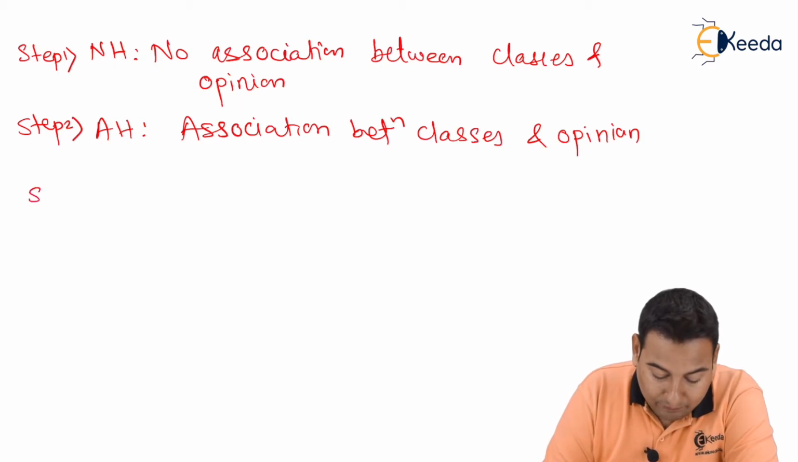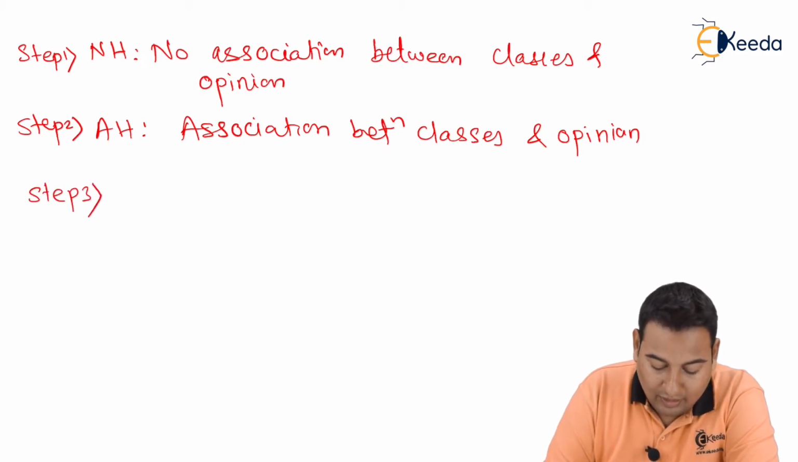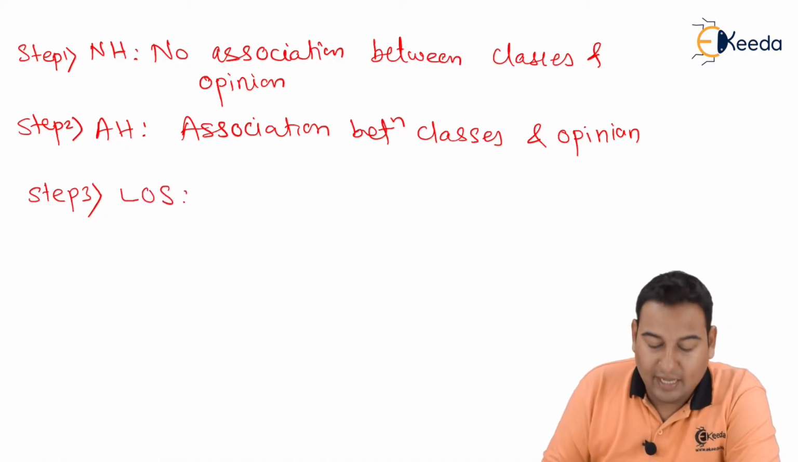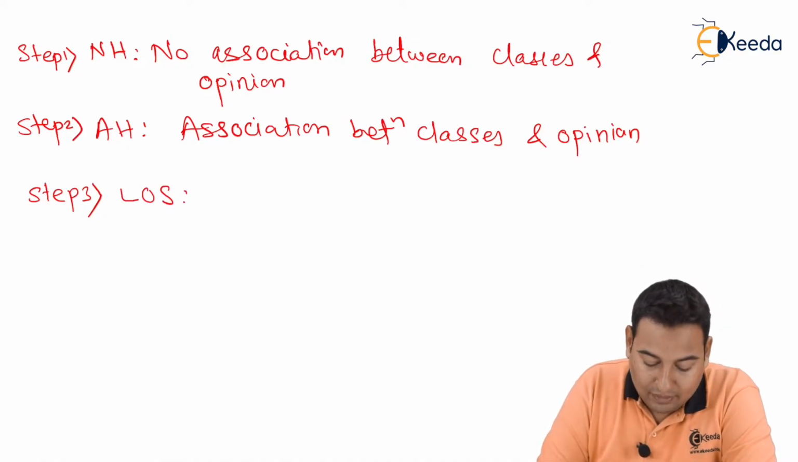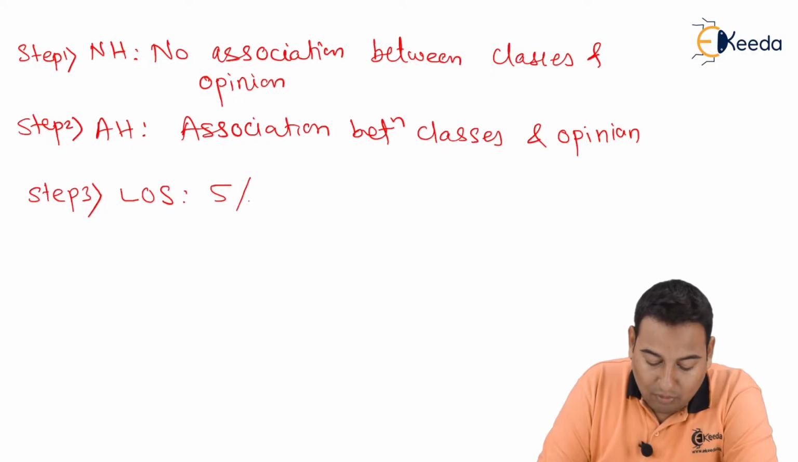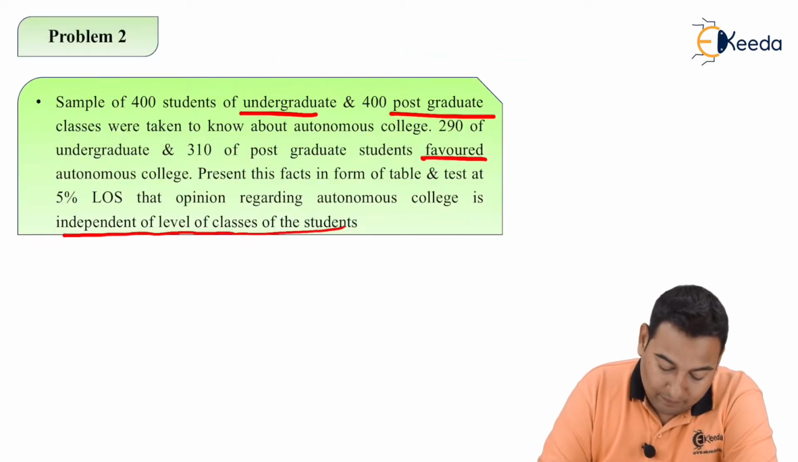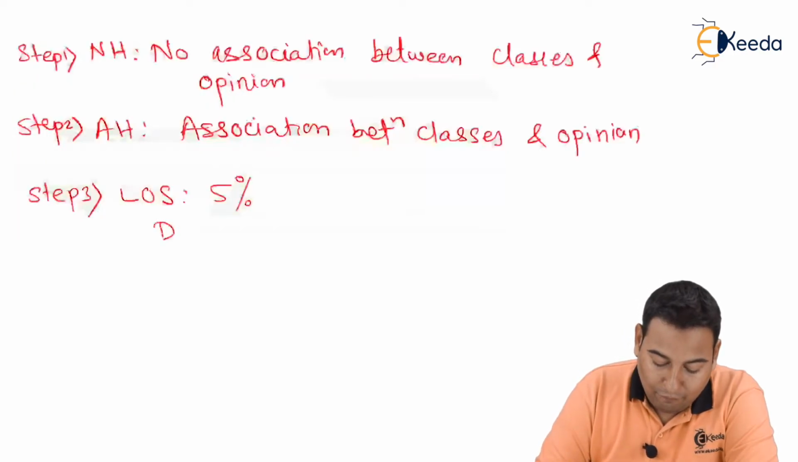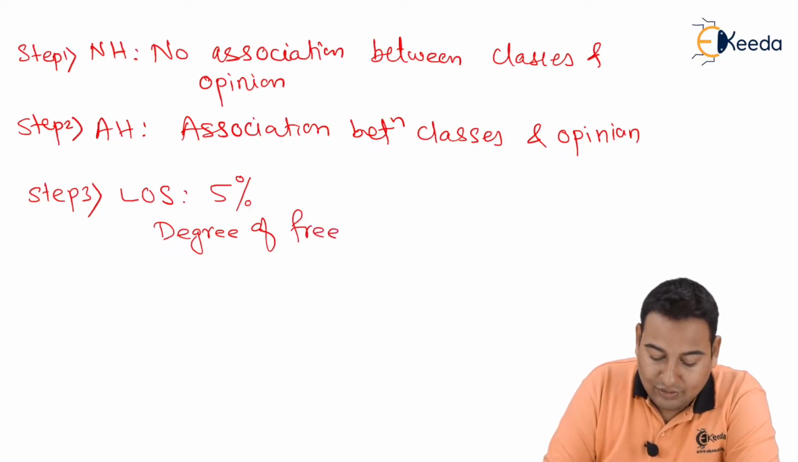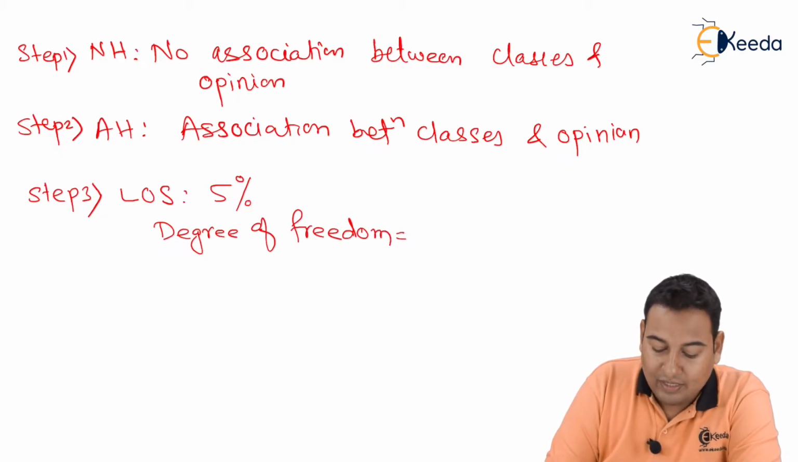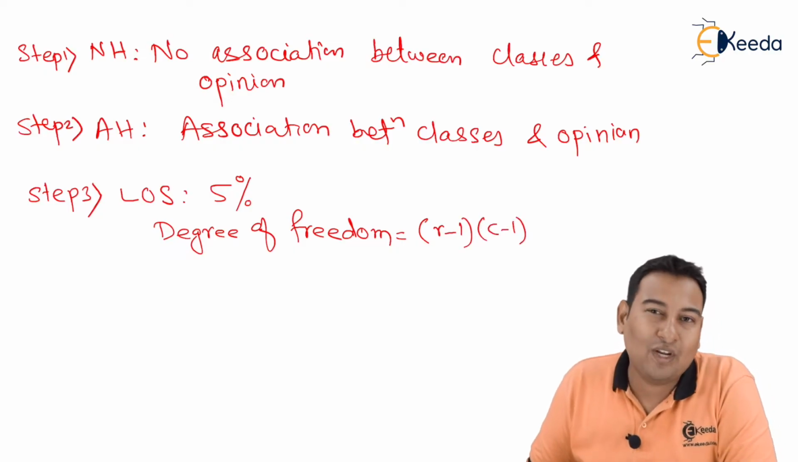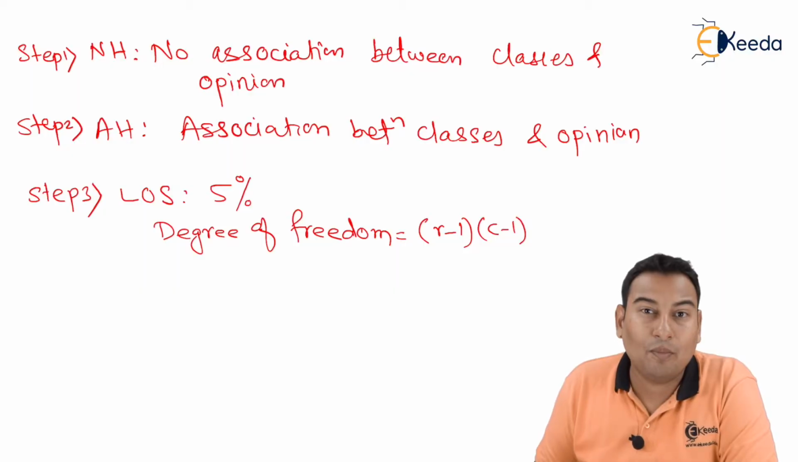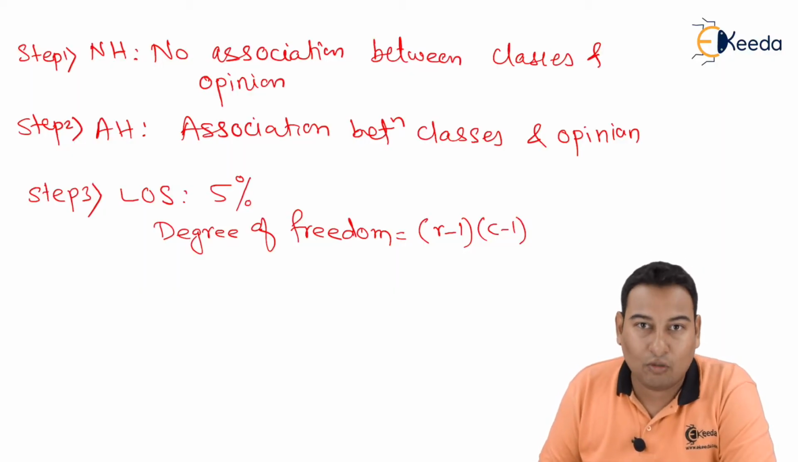Step number 3 is your LOS part. LOS stands for level of significance, and in the given problem it is 5%. Next is degree of freedom. Now this is very important. As discussed, degree of freedom is (R minus 1) into (C minus 1). For that purpose we need a table. So let us form the table first of all. Without that we cannot proceed.